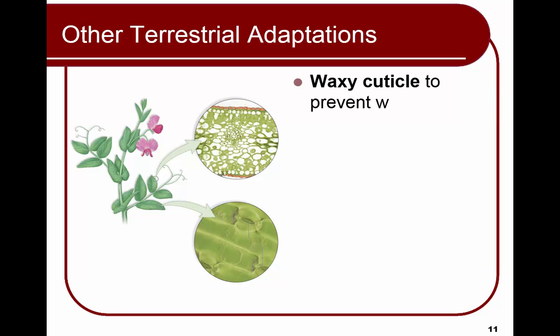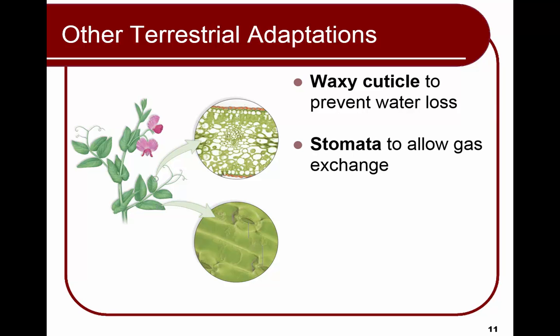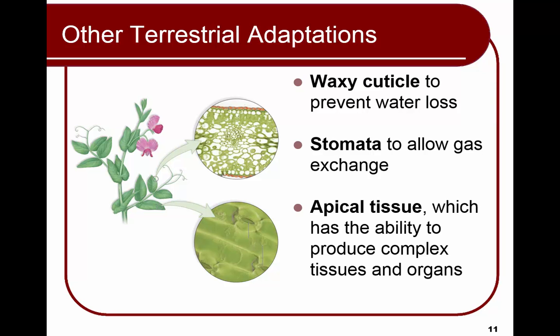We also have the waxy cuticle that keeps them from losing water. This is kind of a review. We have stomata, which are little tiny openings on the underside of the leaves that help with gas exchange. And there's also apical tissue that can develop and produce complex organs and tissues. These are all terrestrial adaptations that help them to be better able to survive on the land.